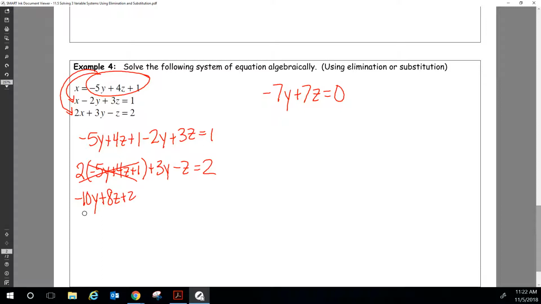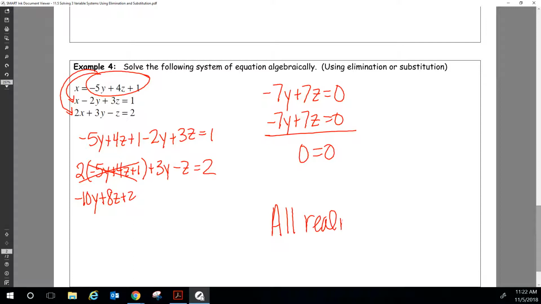So now I've got negative 10y plus 3y would be negative 7y. 8z minus z would be 7z. And then this time, if I move my 2 over to the other side, I've got negative 2 plus 2 would be equal to 0. Again, I come up with 0 is equal to 0. So this is another example of all real numbers being my solution. Because we came up with a true statement.